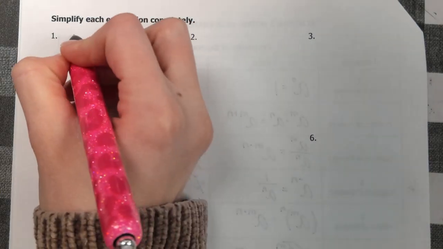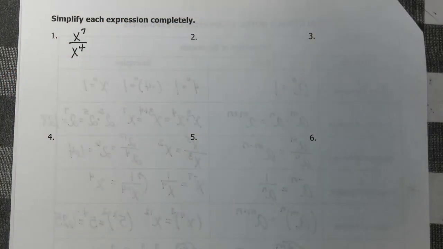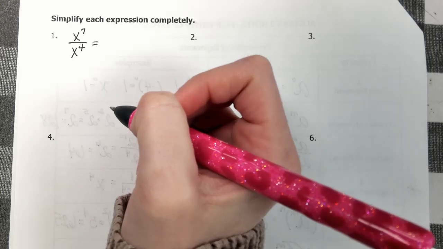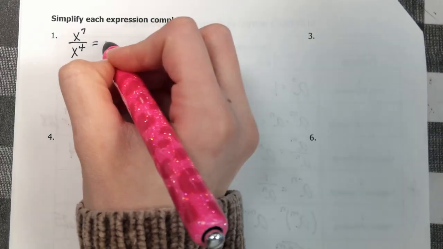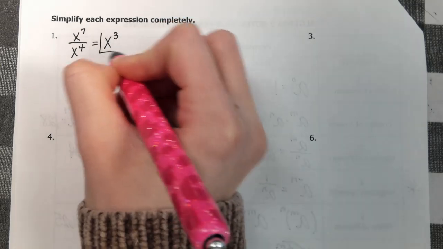Now, if I give you x to the 7th over x to the 4th, this is simple. But you have to know what the property is. If you don't know your properties, this isn't going to make sense. I'm dividing x to the 7th and x to the 4th. So what do I do with my exponents? Subtract. So if you need to do 7 minus 4 as your middle step, you can, but you can also go straight to your final answer, which is x to the 3rd power.